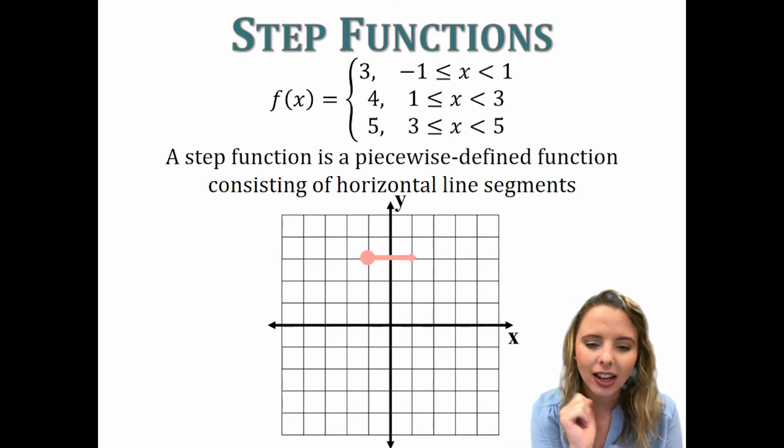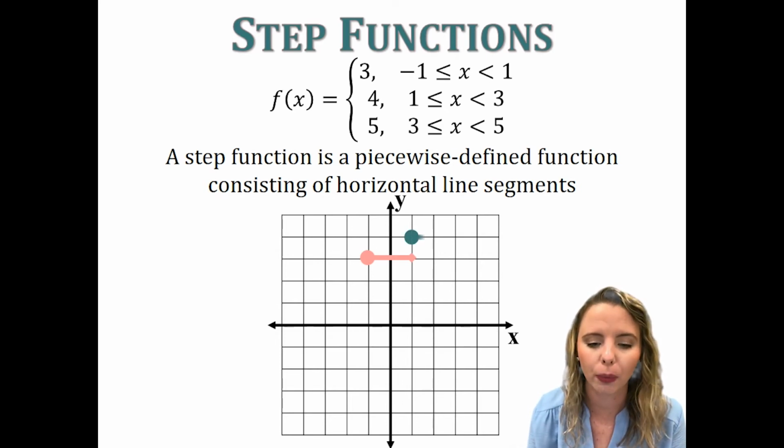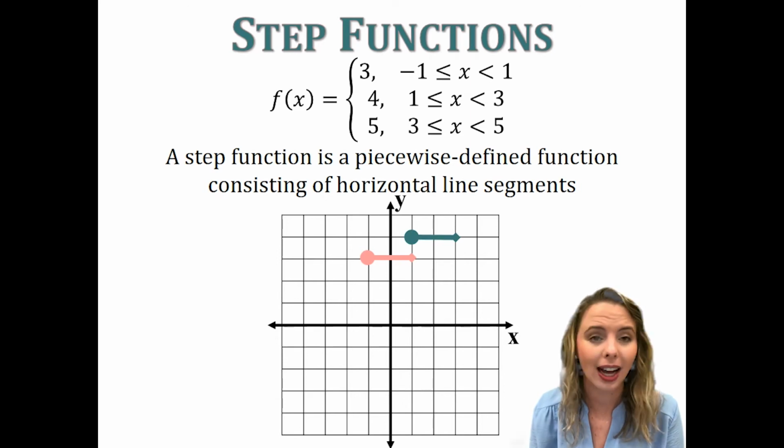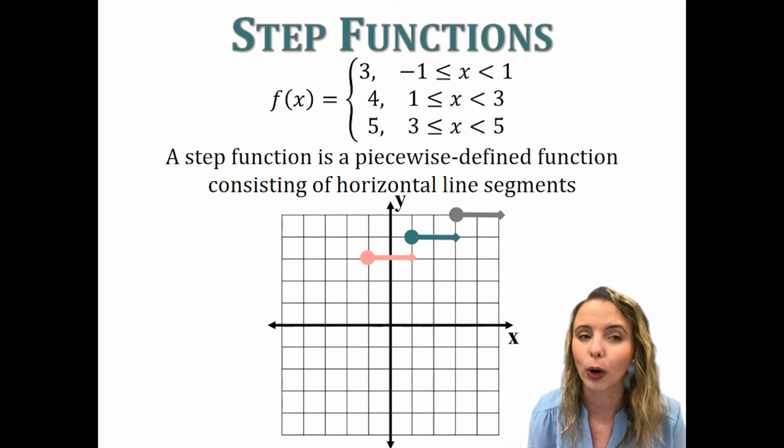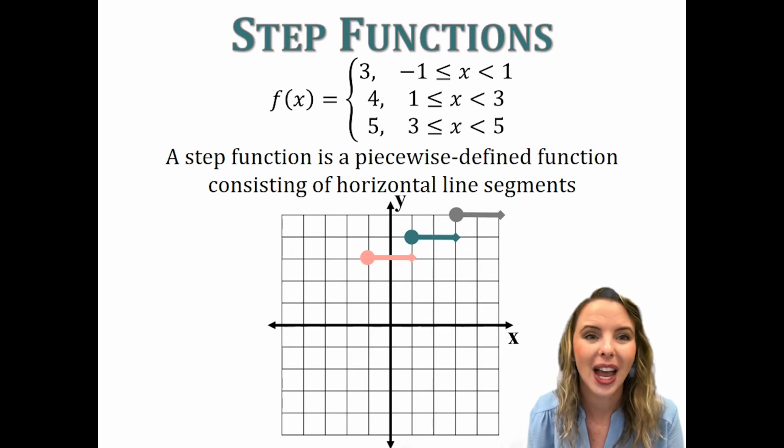Our next constant is 4, and that's from 1 to 3. It includes 1, but it does not include 3. So we have a closed dot at 1 and a diamond at 3. Remember, the diamond is an open circle in this instance. And lastly, our constant is 5 in between 3 and 5. We have a closed dot at 3 because 3 is less than or equal to x, and then less than 5, so that is going to be an open circle. So step functions are that. That looks like steps, right? Looks like steps. That's why we call it a step function.